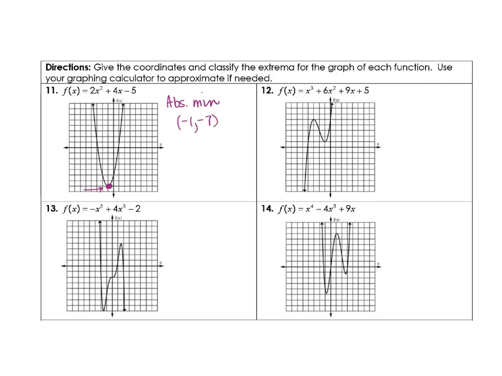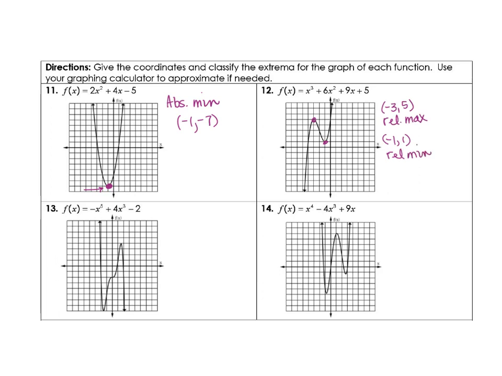Okay, for number 12, again, classifying those important points. It looks like at (-3, 5) we're going to have a relative max because that's not the biggest value over the entire domain. It's just over a little bitty interval. And then it looks like here at (-1, 1), we have a relative min.